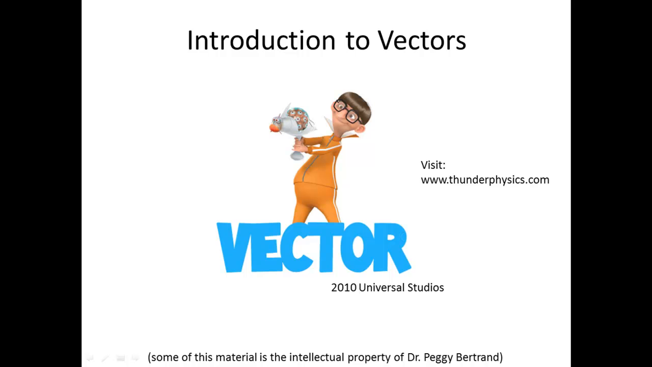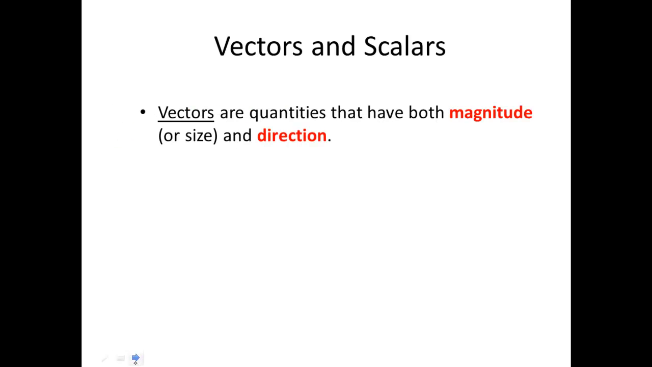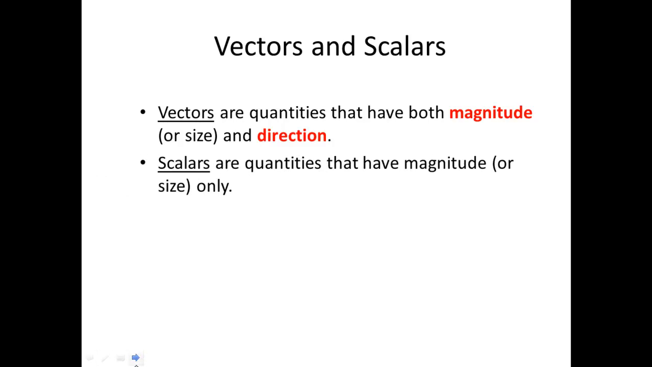This is a Thunder Physics video about vectors. First, let's look at the difference between vectors and scalars. Vectors are quantities that have both magnitude or size and direction. Scalars are quantities that have magnitude or size only. Now, these refer to physical quantities.